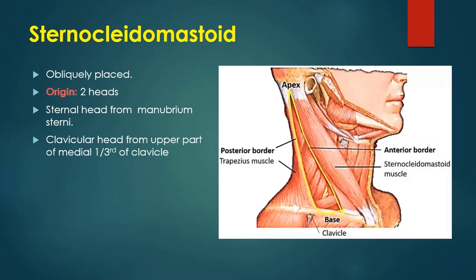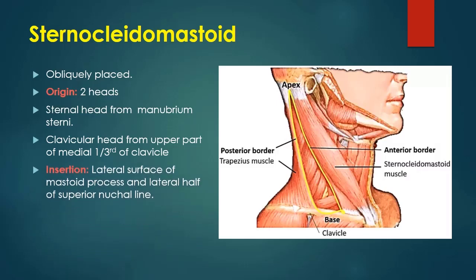The clavicular fibers, you are able to see, are almost flat as compared to the sternal fibers. The clavicular fibers actually pass behind the sternal fibers, and then they unite and get inserted into the mastoid process of the temporal bone. Then the insertion also extends laterally to the superior nuchal line. The superior nuchal line is the lateral extension you can see on either side of the external occipital protuberance.